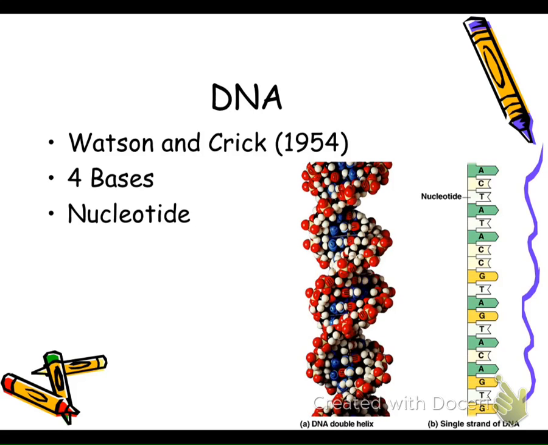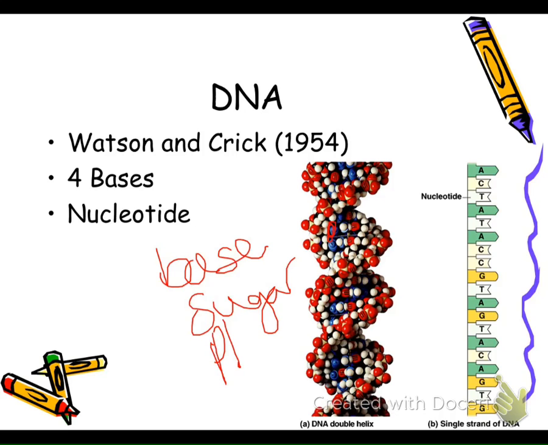If you look at this picture up here, here is your standard DNA double helix. I'm pretty sure the blue guys right here are your four bases, your four base pairs, your A's, G's, T's, and C's. And this nucleotide is actually a base, a sugar, and a phosphate backbone. So all those three make up the nucleotide.